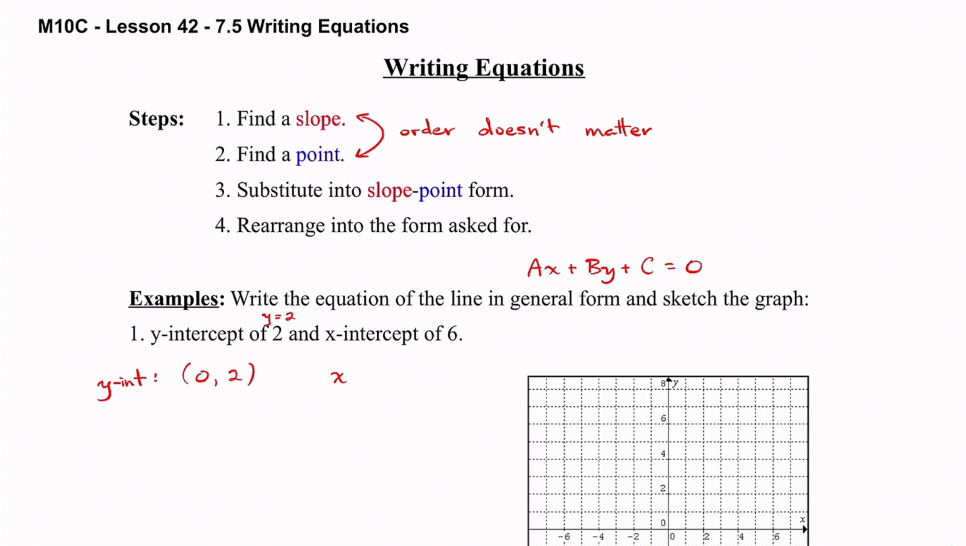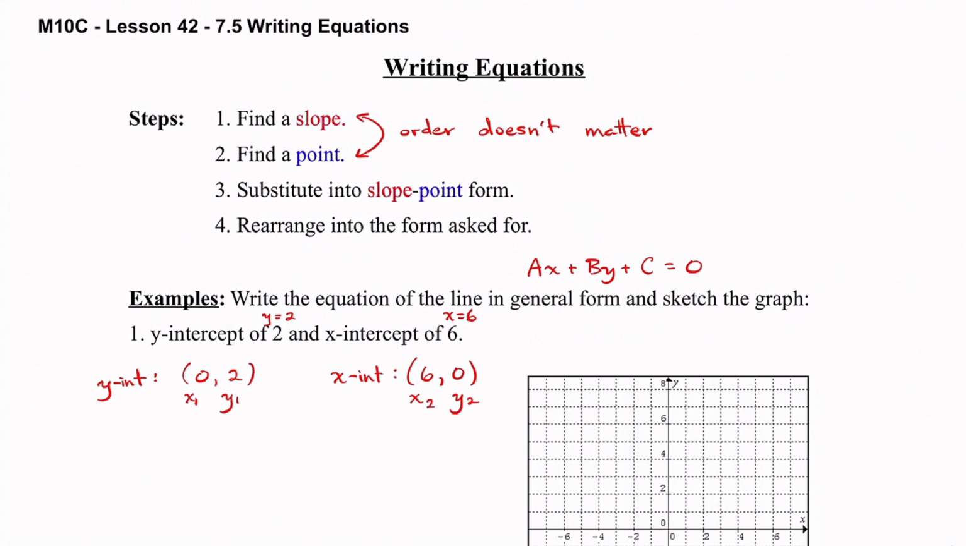Then we are also given this other point, the x-intercept, and that is at 6. That's when x equals 6, so if x is 6, then y is 0. The other coordinate is always 0 for an intercept. Now whenever we had points, what we always did was label them. I'm going to call this one (x1, y1) and this one (x2, y2).